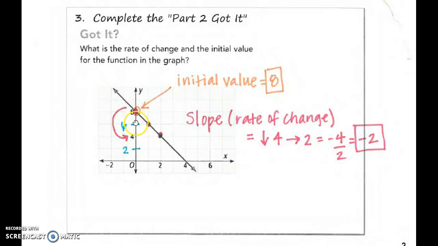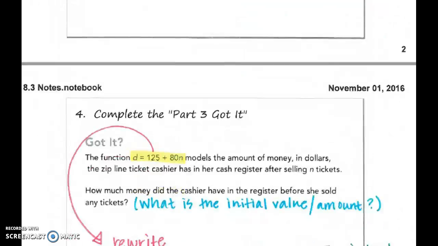It doesn't matter. But notice, this x-axis is counting by 1s, and this y-axis counting by 2s. So if I go from here to here, I'm actually going down 2 over 1, or you could say I'm going down 4 over 2. Regardless, -4 divided by 2 is -2. Don't forget, it's the rise over the run, the rise first, and then over the run. So down 4 over 2, -4 divided by 2 is -2.